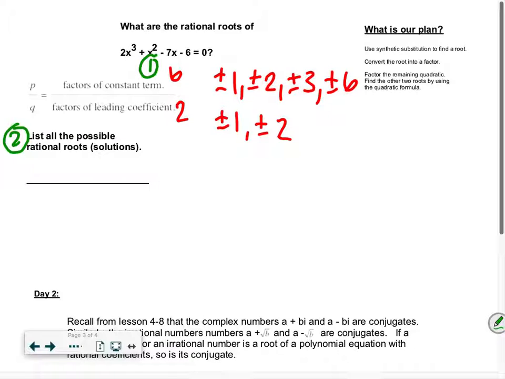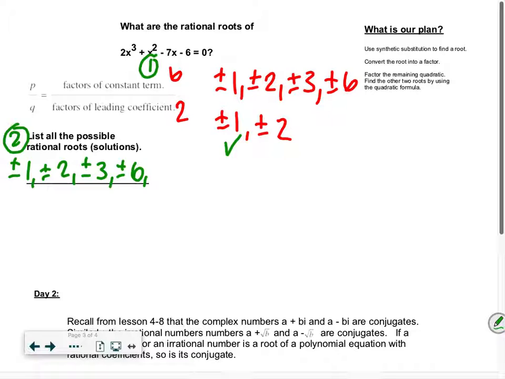Step 2. List our possible solutions. Divide them. If I divide by 1, just copy your pieces, because when you divide by 1, you get the same thing. So we get 1, 2, 3, and 6. I've divided by 1 for all of them. Now I need to divide all of them by 2.